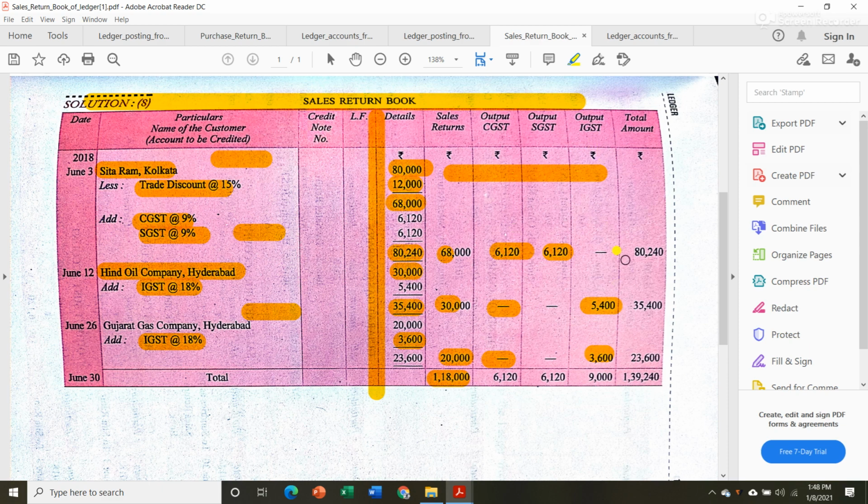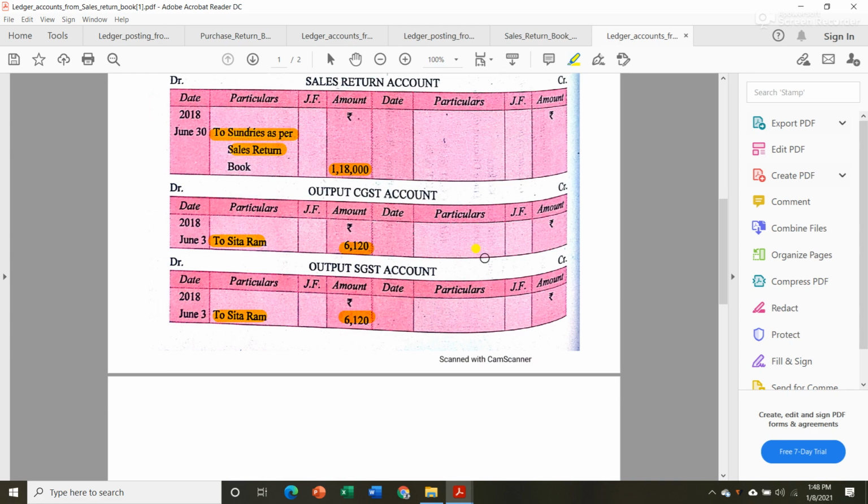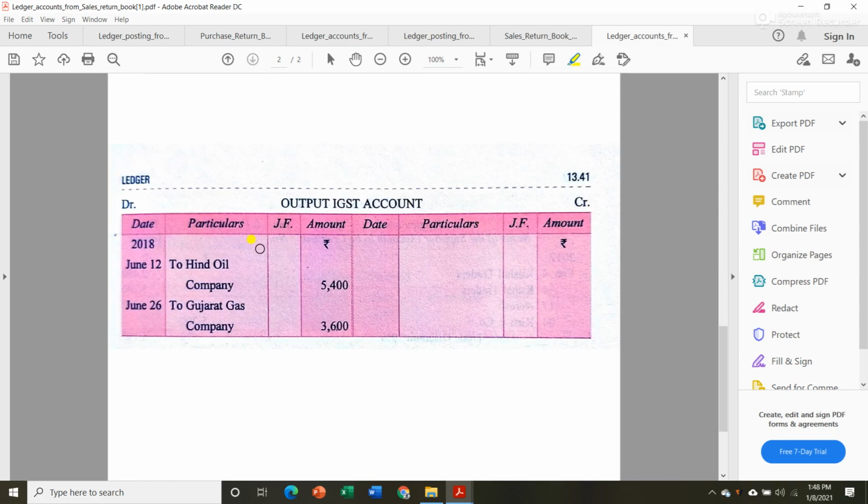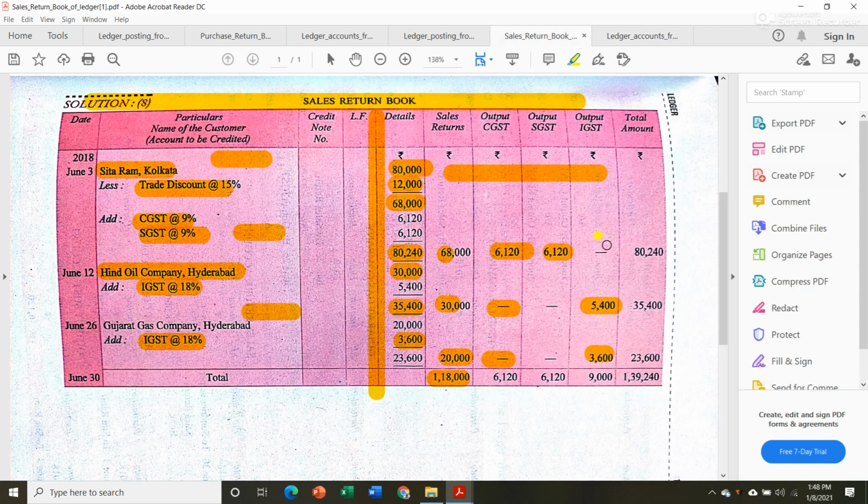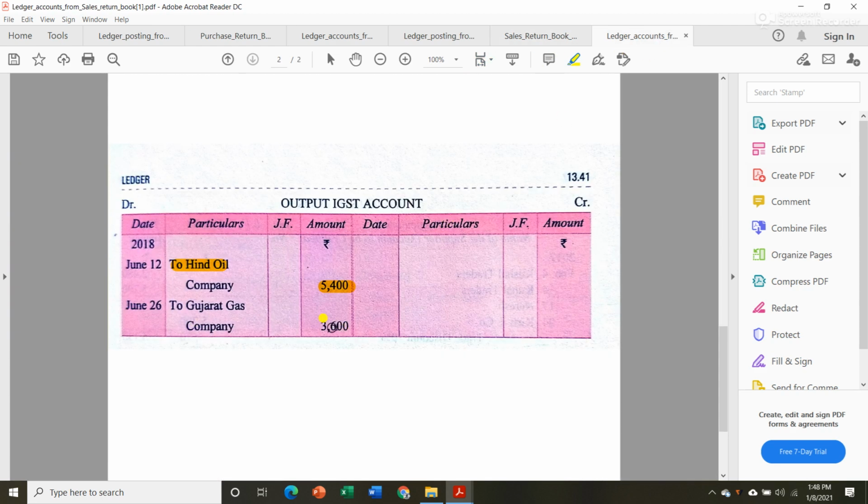Then the third one we have IGST of 5,400 related with Hind Oil. So in output IGST column we will write first to Hind Oil Company 5,400, and in a similar manner the next amount is 3,600, so we will write to Gujarat Gas Company 3,600. Now this is very easy. I hope it is very clear to you, and if you still have doubts then you can ask me. Thank you.